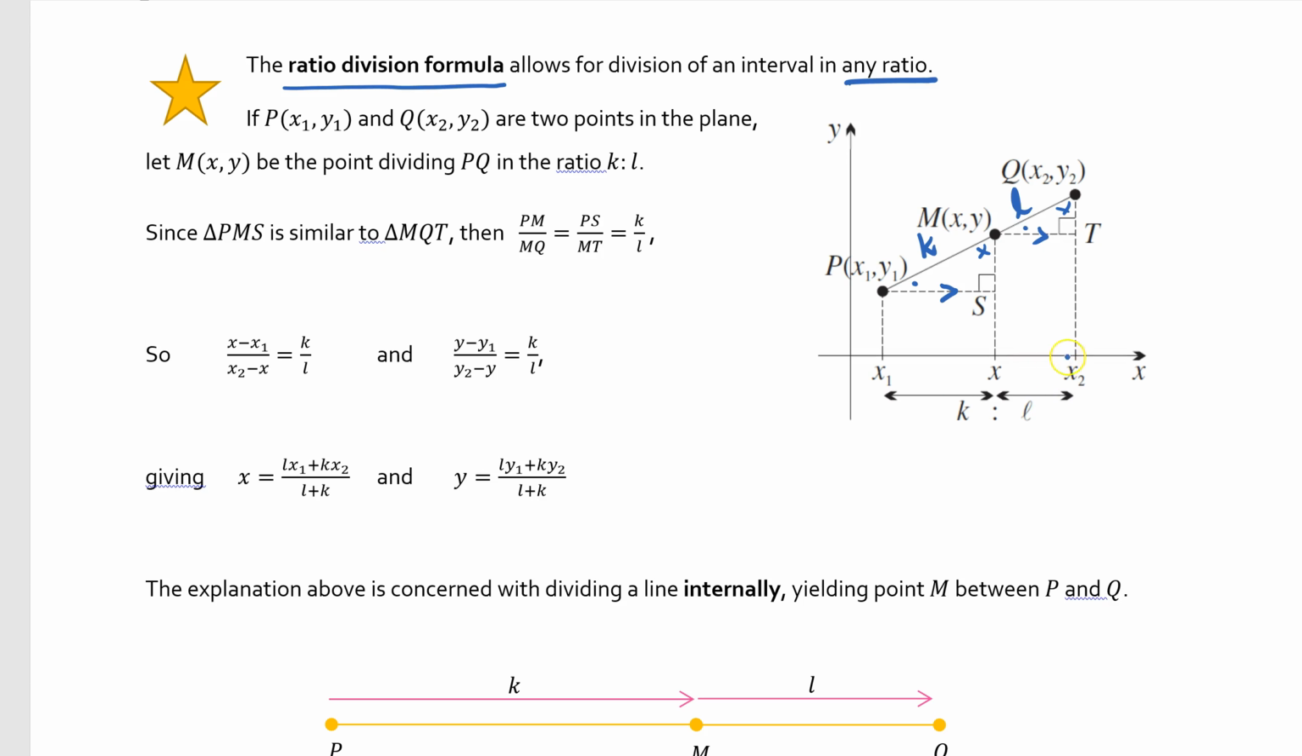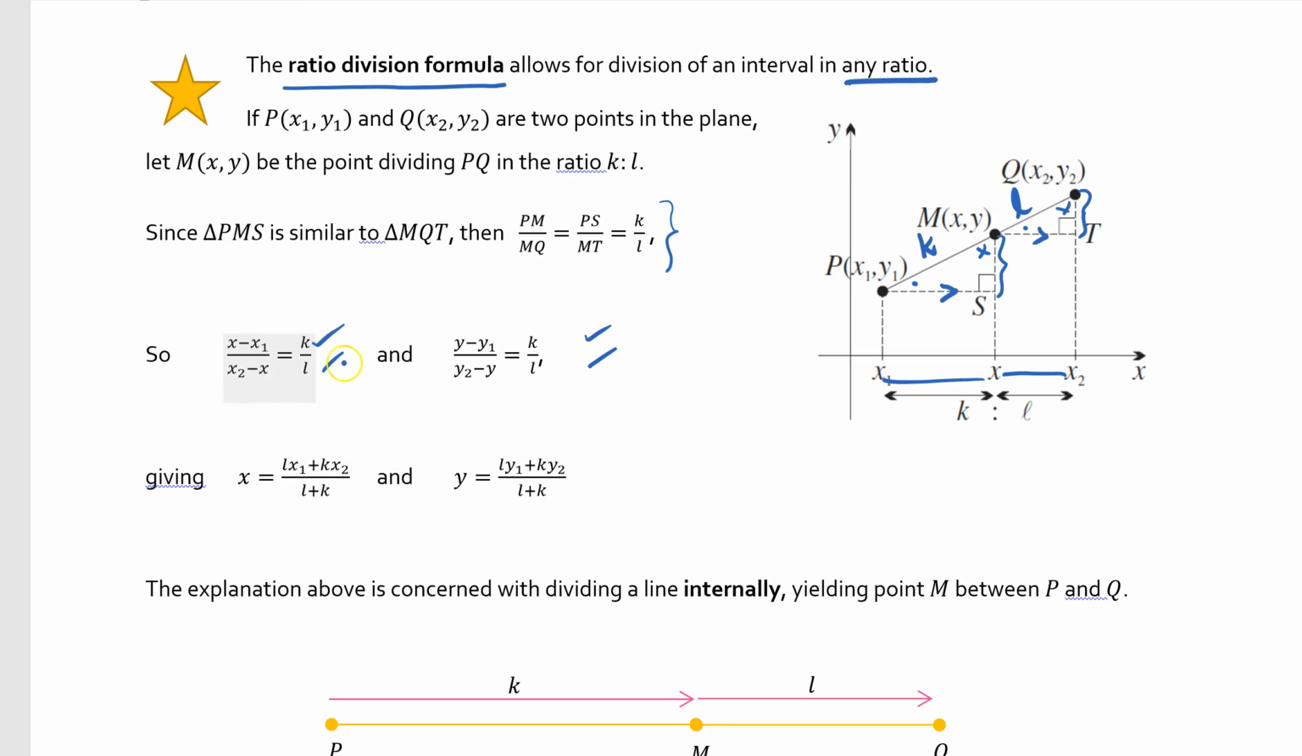L. So then, if we look at what K over L actually is in terms of the X and Y coordinates, then the X's, X minus X1, so this distance here, is K, and X2 minus X is L, and in terms of Y's, our Y minus Y1, the difference in the Y's, this bit here, must also be K, because all the sides have that ratio, and the difference in the Y's here must be L.